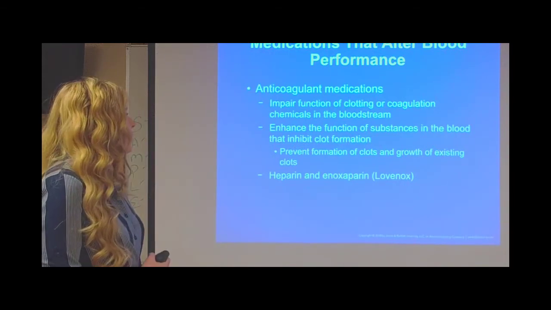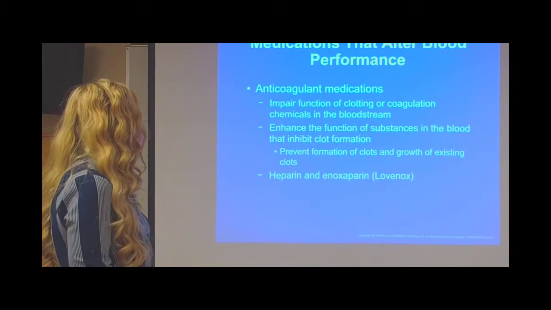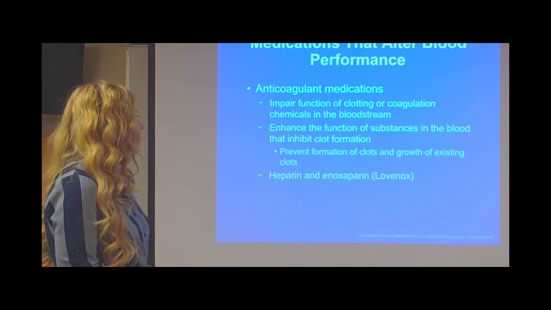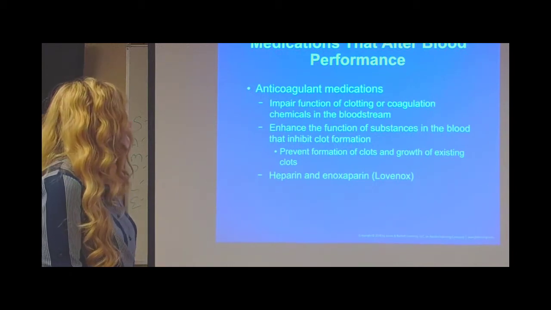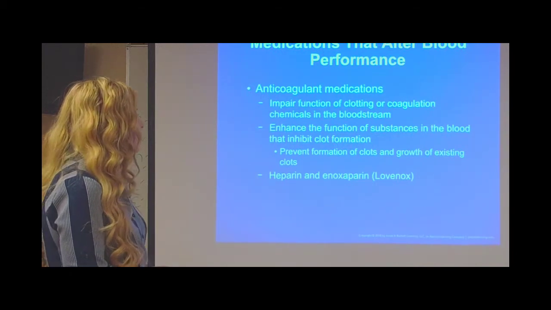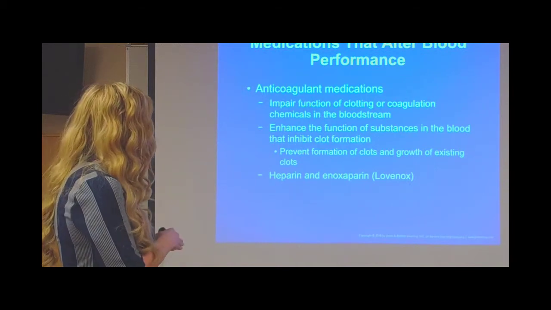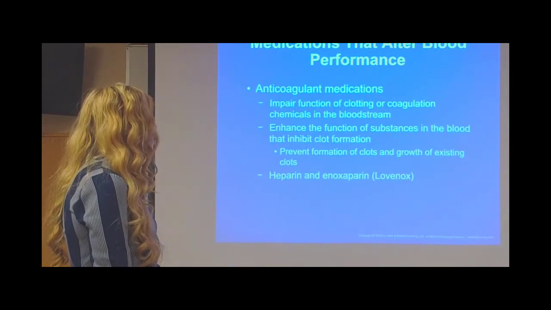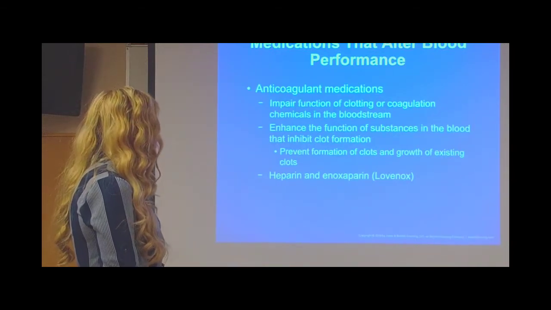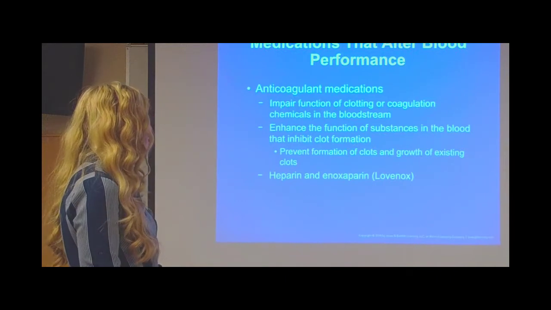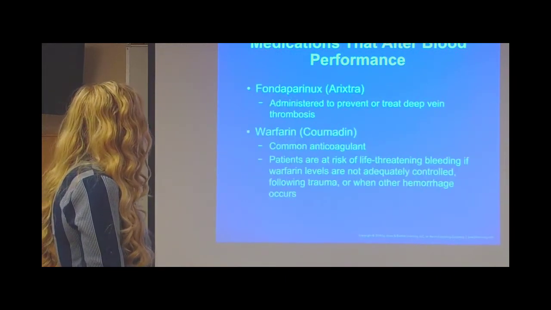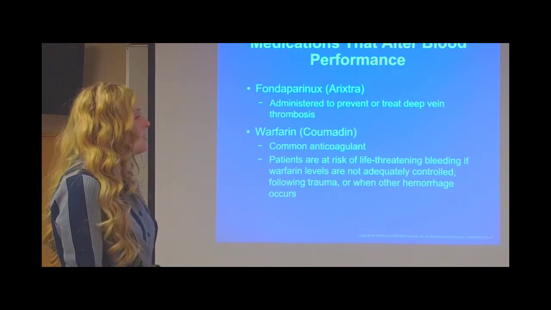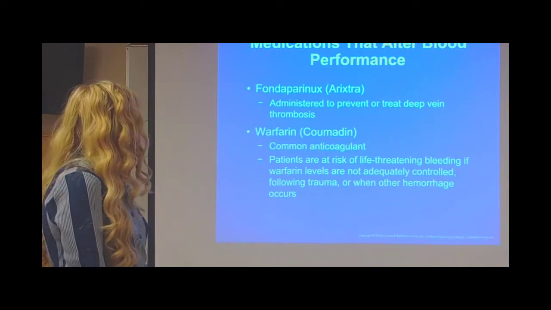Anticoagulant medications. So these are going to impair the function of clotting or the coagulation chemicals in the bloodstream, and it's going to enhance the function of substances in the blood that inhibit that clot formation. It's going to prevent formation of clots and the growth of existing clots. And here we have a couple anticoagulants listed, heparin and enoxaparin, which can be used in treatment of DVT or prophylaxis to keep a DVT, or deep vein thrombosis, from happening. Fondaparinux is a heparin-like product also used to prevent or treat DVTs.